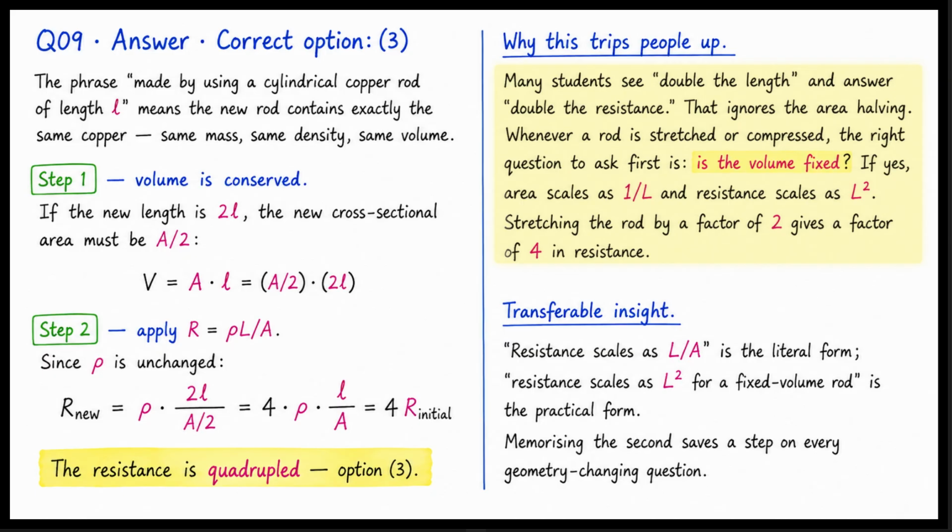Whenever a rod is stretched or compressed, the right question to ask first is: is the volume fixed? If yes, area scales as 1 over L and resistance scales as L squared. Stretching the rod by a factor of 2 gives a factor of 4 in resistance. The transferable insight is worth memorizing. Resistance scales as L over A is the literal form, but resistance scales as L squared for a fixed volume rod is the practical form. Memorizing the second saves a step on every geometry-changing question.